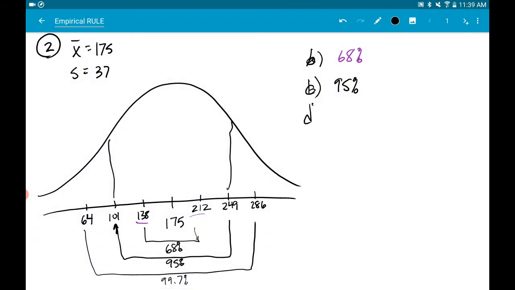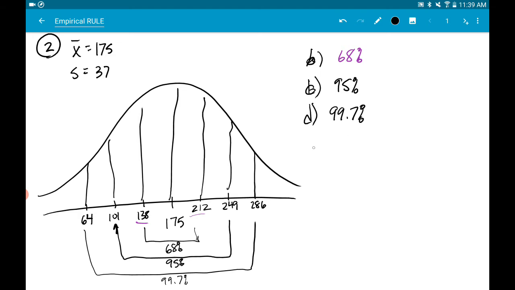If we move on to letter D, it says, what percent of values are between 64 to 286? Again, now we're looking out to 3 standard deviations. And you could add up all the individual pieces, but if it's exactly 3 standard deviations, we have that 99.7%.